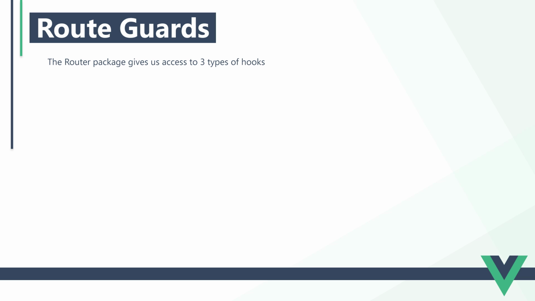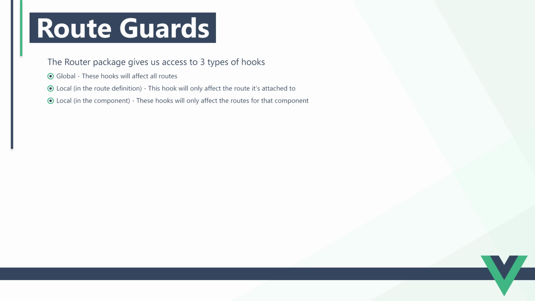The vue-router package gives us access to three hooks. The method for each hook depends on where it's used. Global hooks will affect all routes. Local hooks, in the route definition, will affect only the route it's attached to. And local hooks in a component will affect only the route for that component.